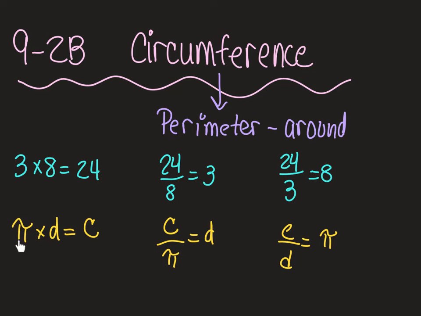Well, here's our fact family about circumference. If I take the number pi and I multiply it by the diameter of a circle, I get the circumference, the distance around the circle. Across the circle, around the circle. Or I can say the distance around divided by pi would give me across the circle. Or I could say around the circle divided by across the circle equals pi. All of these are the same fact family, just like 3, 8, and 24.